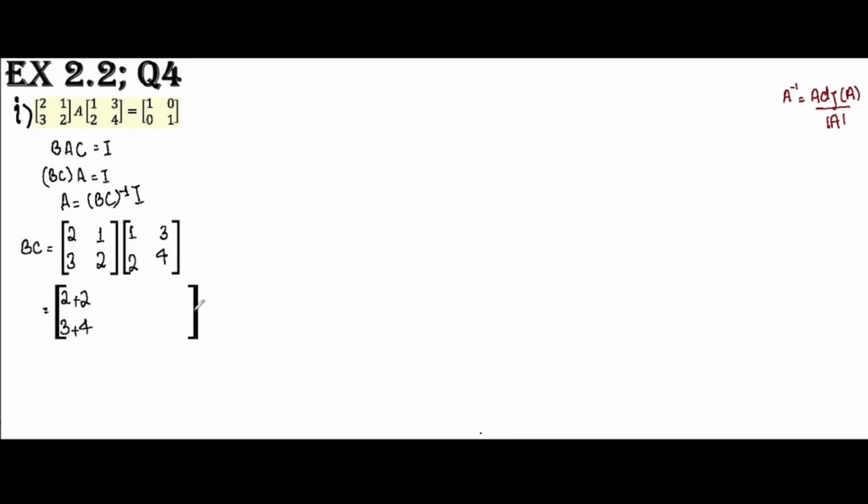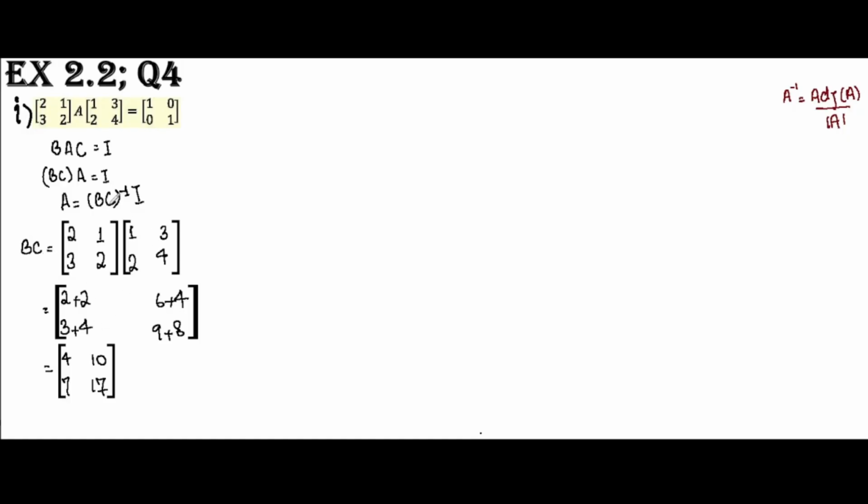For this entry, this is first row, second column. So first row multiplied with the second column, we get 2 threes are 6 plus 1 fours are 4. And then for this entry, it is second row with the second column, we get 3 threes are 9 plus 4 twos are 8. Now it equals 2 plus 2 gives us 4, 3 plus 4 gives us 7, 6 plus 4 gives us 10, and 9 plus 8 gives us 17. So this is the product of matrices B and C.